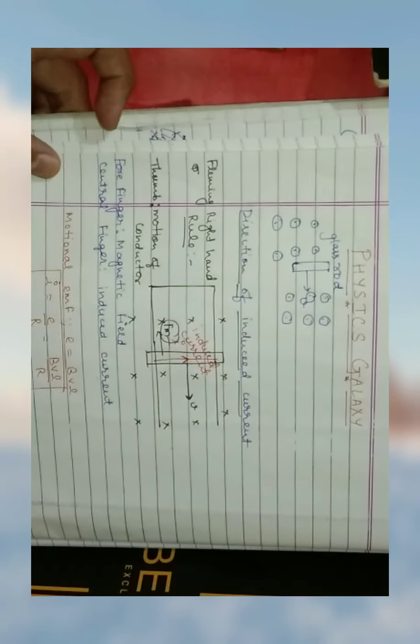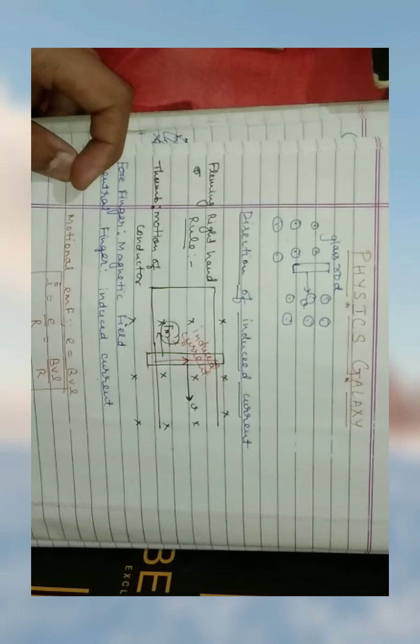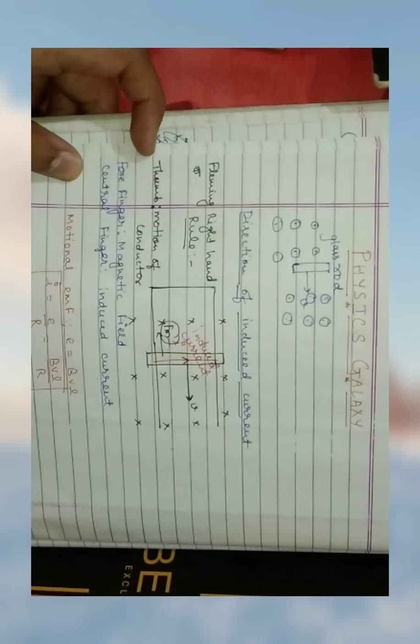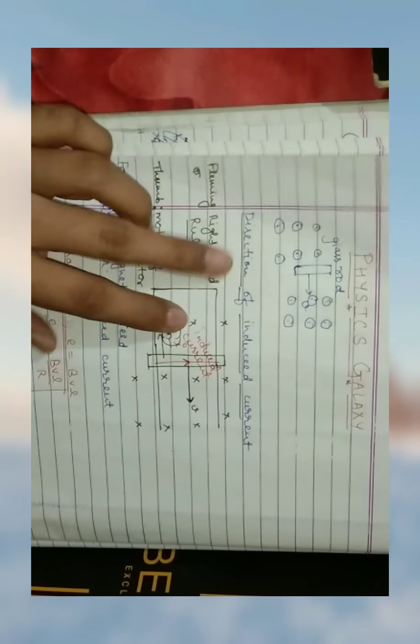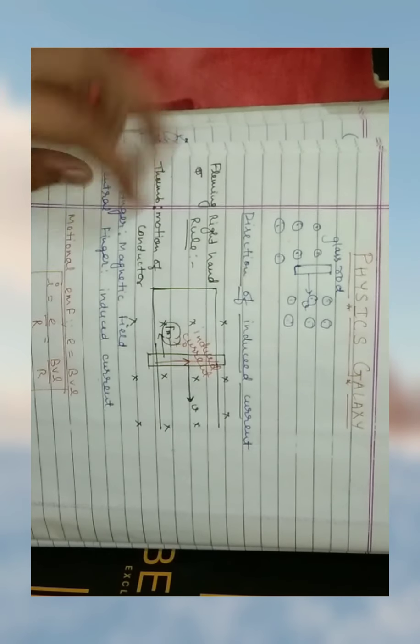Pause the video and think about it. So the answer is no. EMF would not be produced because this rod is insulating. You all know that a glass rod is insulating, so that's why induced EMF will not be produced. Induced EMF will be produced in that type of rod, in that type of wire, that is conducting. Let's move on. Now, direction of induced current through Fleming's right hand rule.